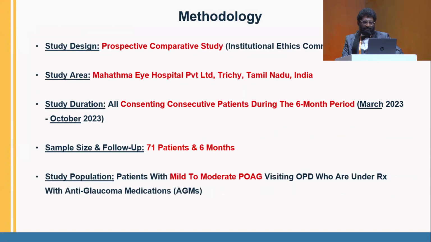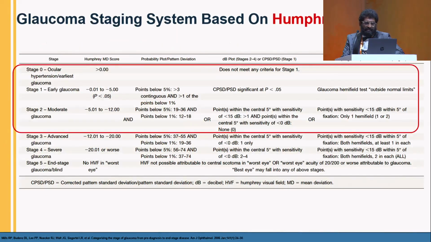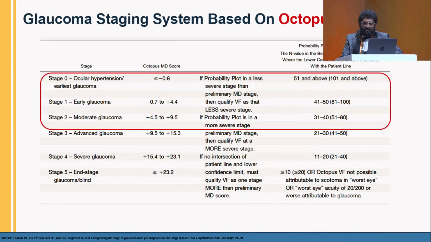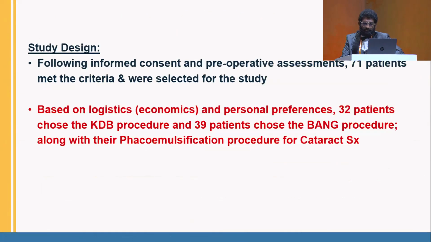This is a prospective study which had consenting consecutive patients during a 6-month period, with 71 patients, and then a follow-up of another 6 months. Mild to moderate POAGs were taken based on the Humphrey or the Octopus. They were graded as mild or moderate, and it was the patients who preferred whether they entered the KDB procedure or the BANG procedure, along with phacoemulsification.